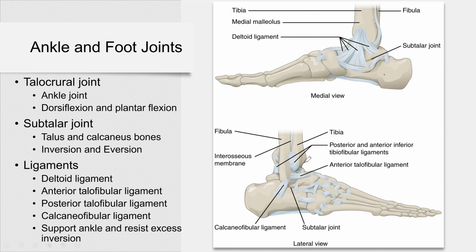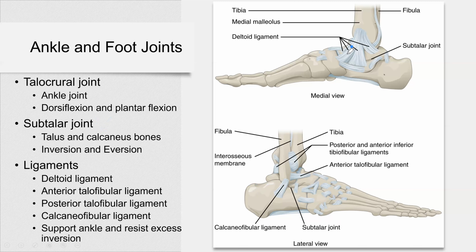But you not only can flex and extend your foot, you can also have some degree of rotation. It's called inversion and eversion. So inversion is when you rotate your foot towards the midline, and eversion, you rotate it away from the midline. And this is due to the subtalar joint. The subtalar joint is this joint right here, and it's between the talus and calcaneus. So that's the calcaneus, this is the talus.